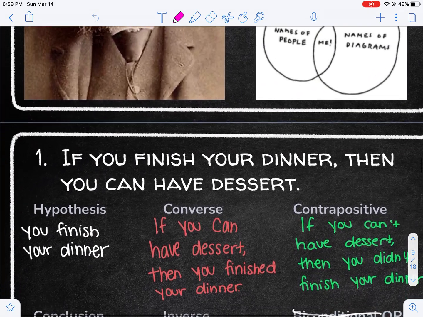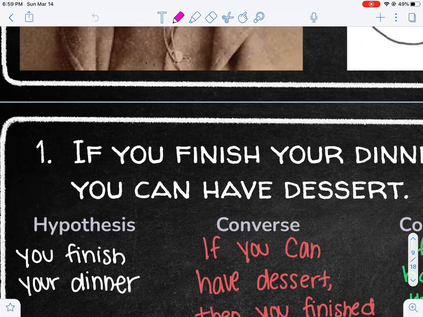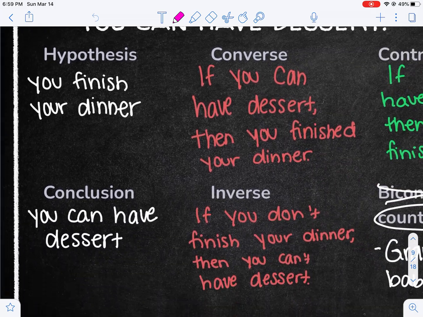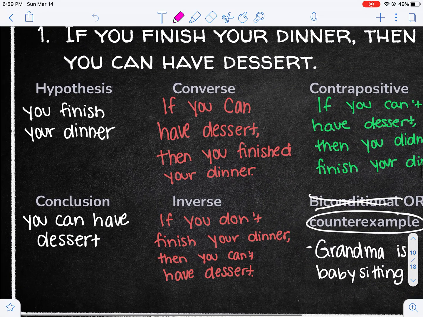So we're going to practice this a little bit. We're going to work with the statement, if you finish your dinner, then you can have dessert. Your hypothesis is you finish dinner. Conclusion, you can have dessert. And your converse becomes, if you can have dessert, then you finish your dinner, right? You're flipping the ideas.